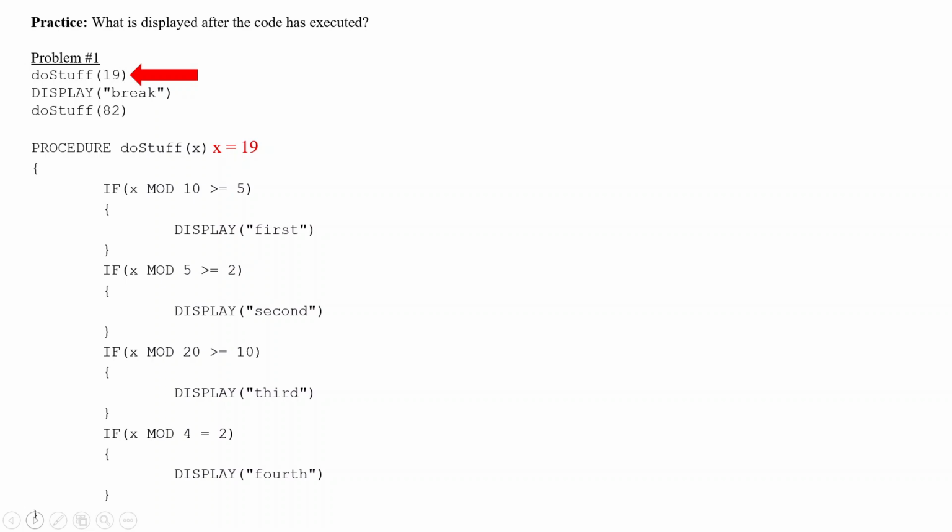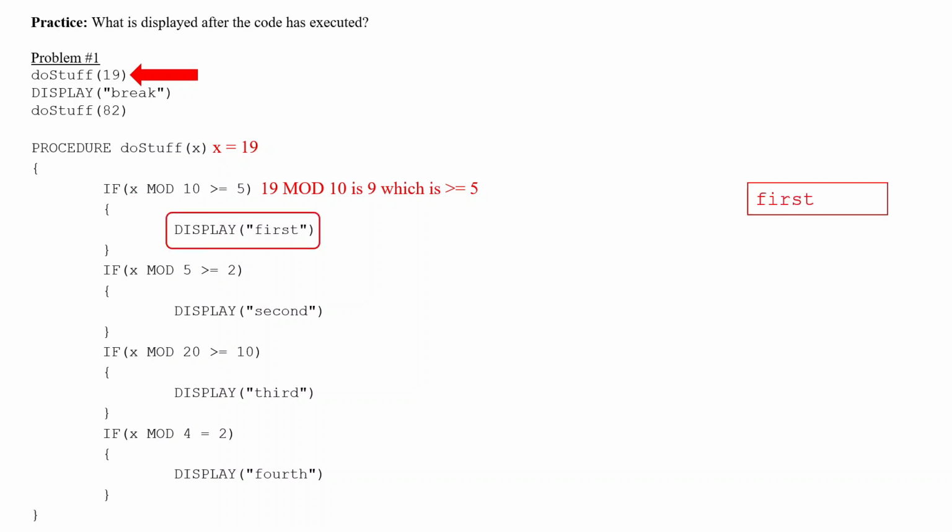And then it looks like I'm going to go through this series of if statements and do stuff when X is equal to 19. So first off, 19 mod 10 is 9. Okay, so X mod 10, which is 19 mod 10, is 9, which is greater than or equal to 5, which means that this statement inside is going to run. So the first thing that's displayed is first.